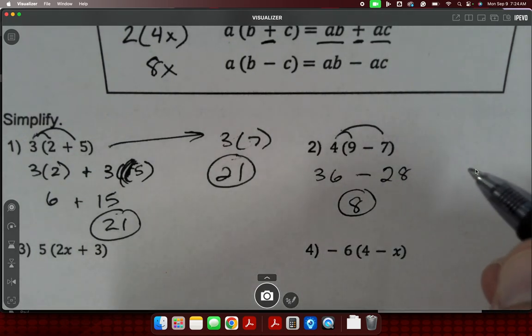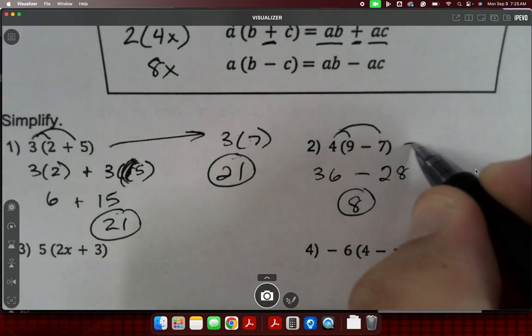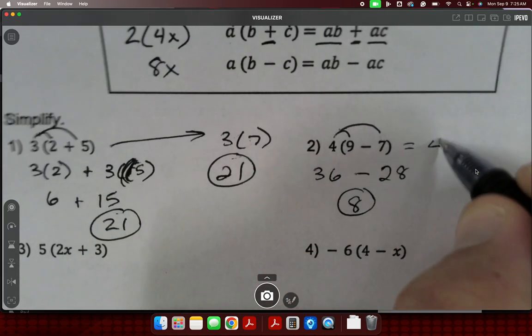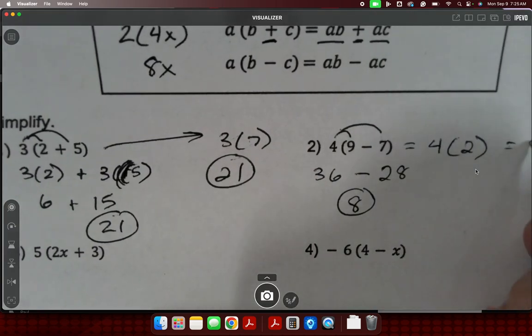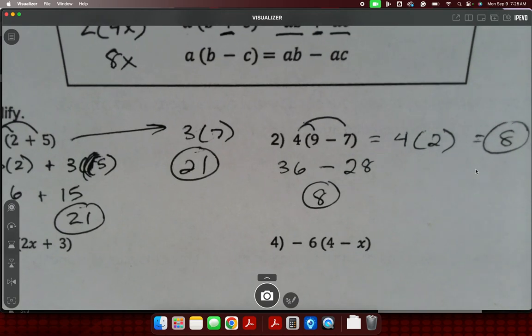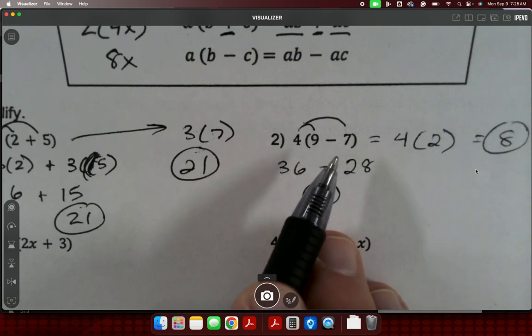But because there's no variables here, and that's the key, there's no variables here, we could just as easily have followed the order of operations and said we'll do what's inside the parentheses first, 9 minus 7, and get 2, and 4 times 2 is 8. So we get the same answer either way, and you can do either one on a test or quiz when you have a question like this that has no variables.